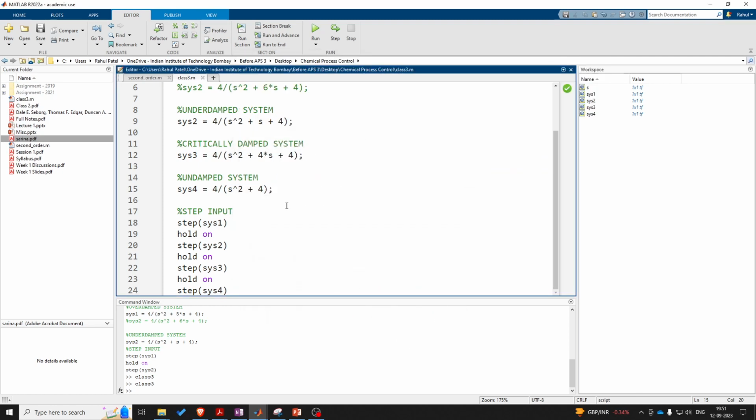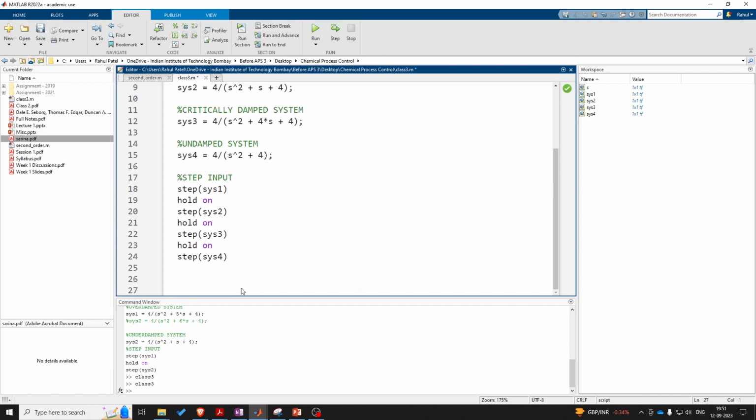Now since we are in MATLAB, let's just try to demonstrate this FOPTD also.